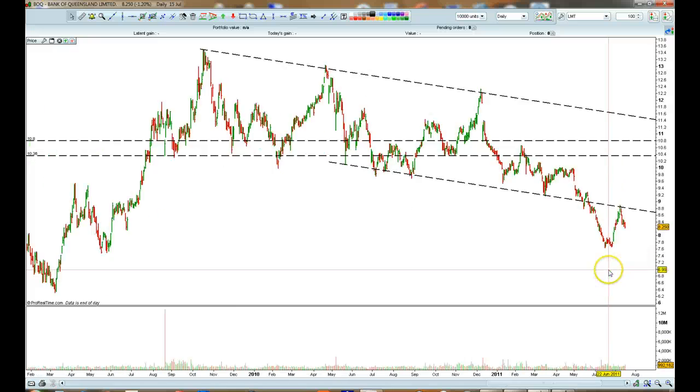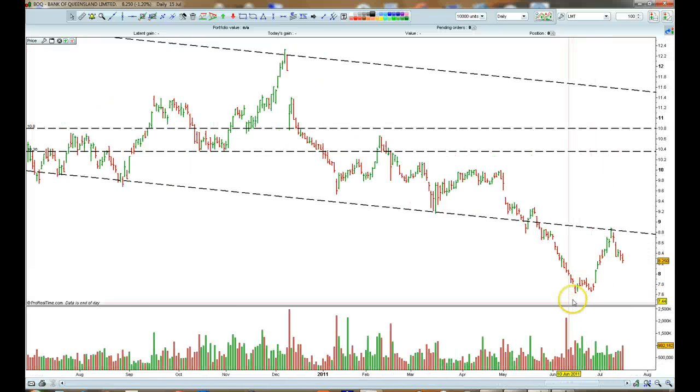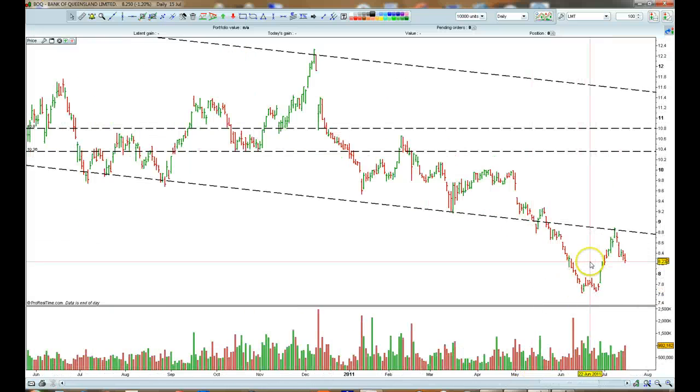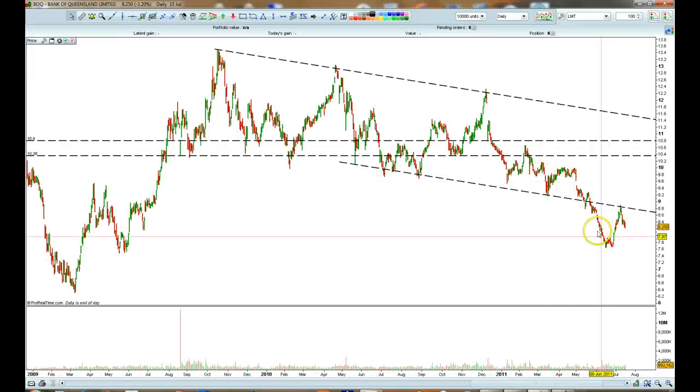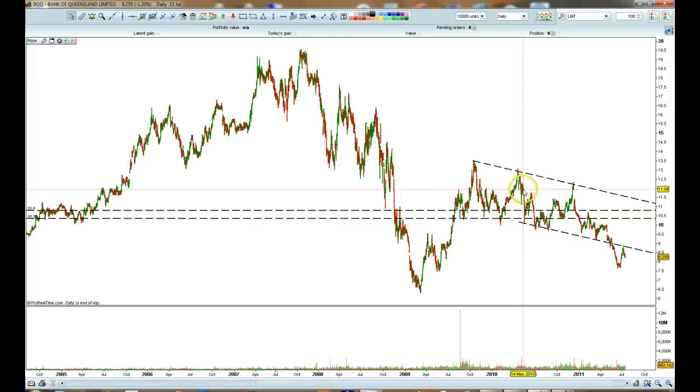But there's not anything really special to suggest that this isn't just a little retrace, because it's gone up and back tested the underside of this. We're now on the underside of this trend channel, so you've got to interpret that as weakness.